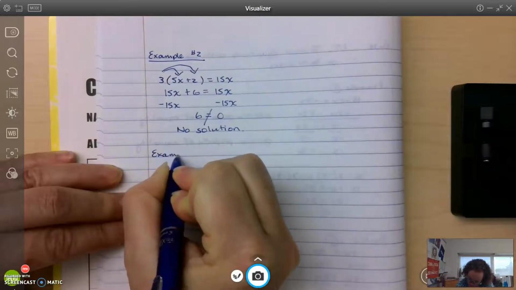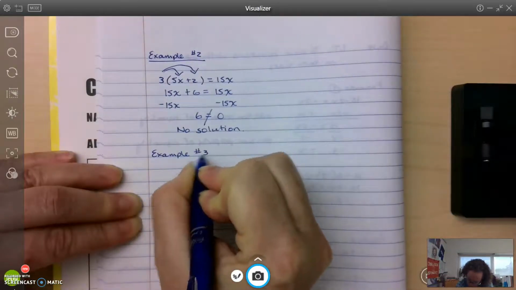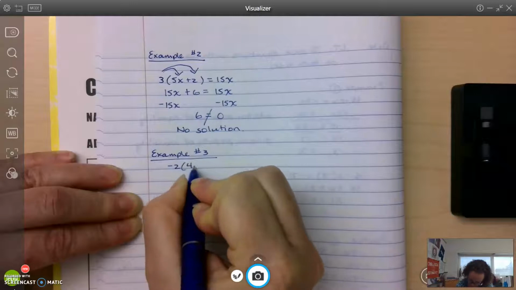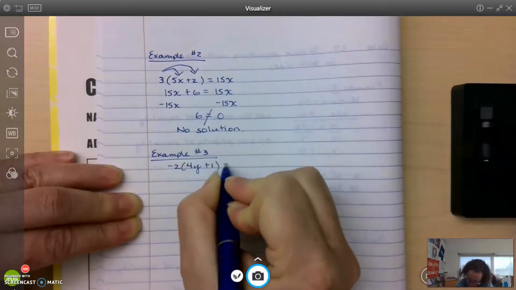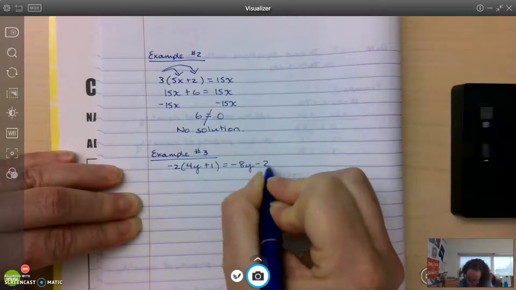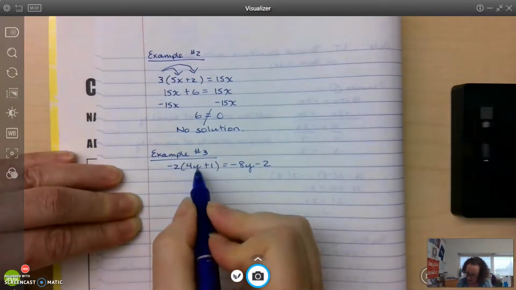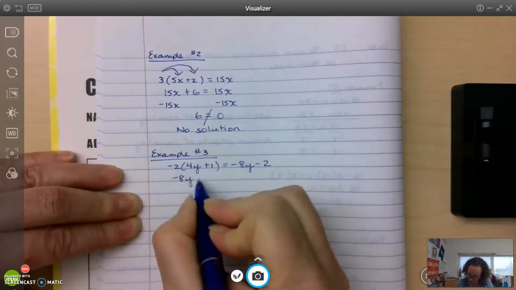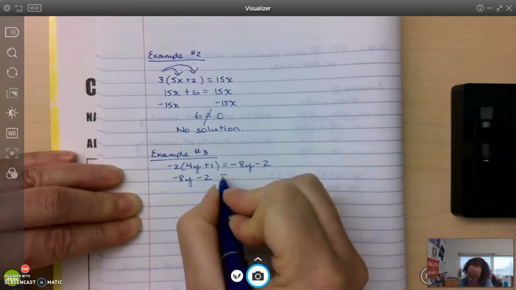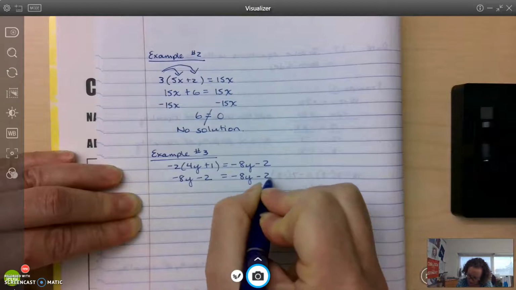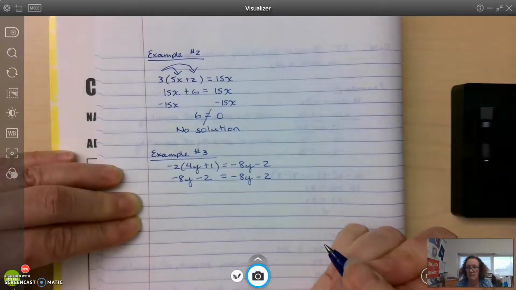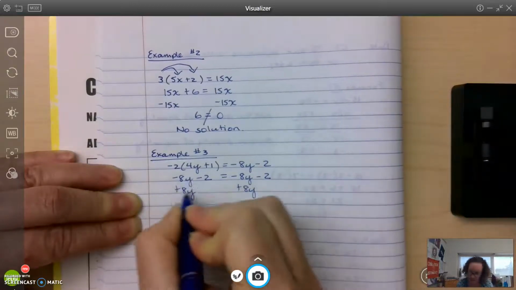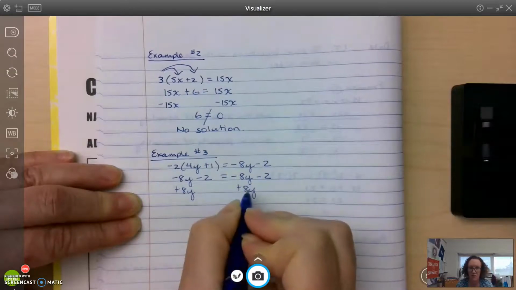Example number 3 is going to be another twist, but a little bit different. So let's use, for example number 3, negative 2 times 4y plus 1 equals negative 8y minus 2. So again, I'm going to distribute. So I've got negative 2 times 4y is negative 8y. Negative 2 times 1 is negative 2. And that equals negative 8y minus 2. I'm going to collect my variables on the same side. So I'm going to add 8y to get rid of it here. Again, I'm using the addition property of equality.